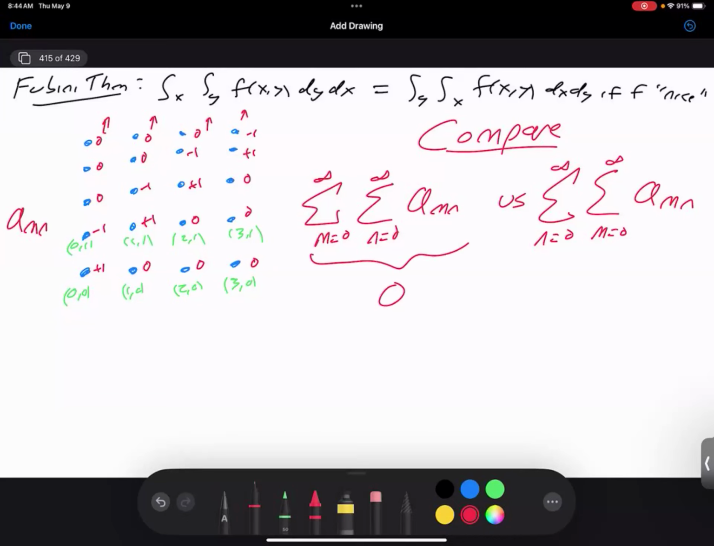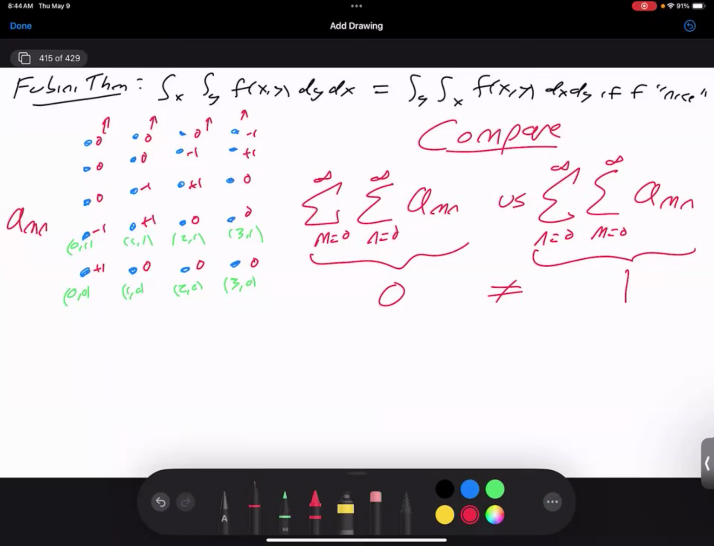0. But if I look at the other one, I first fix a row. What do I get if I sum over the first row? What do I get if I sum over any other row? 0. So the total sum is going to be 1. So these are not equal. This is the simplest example I know to show that you can't always switch integrals.